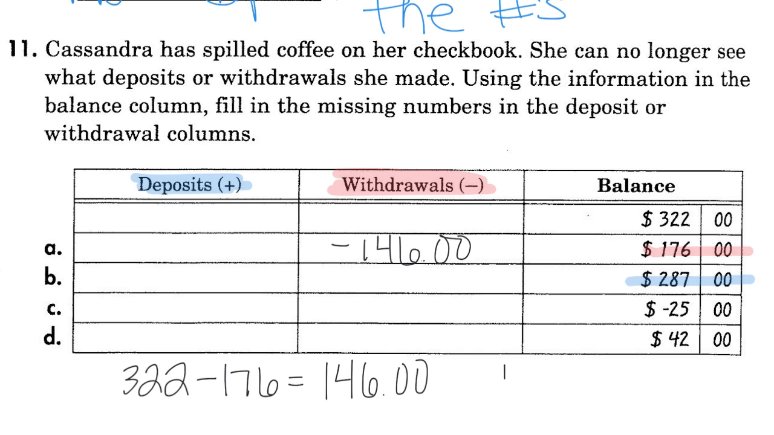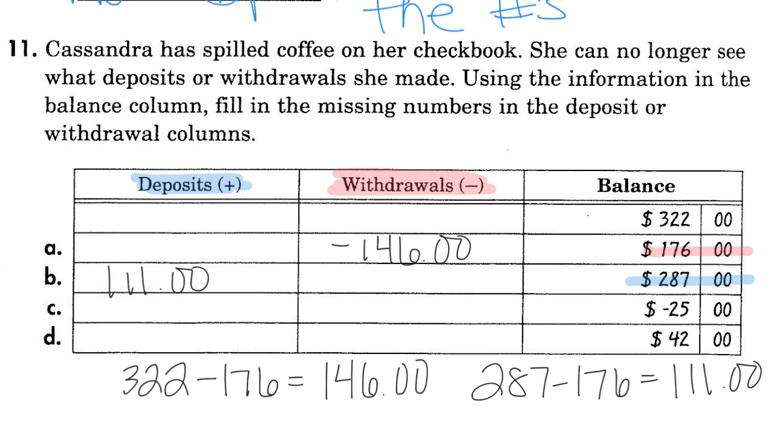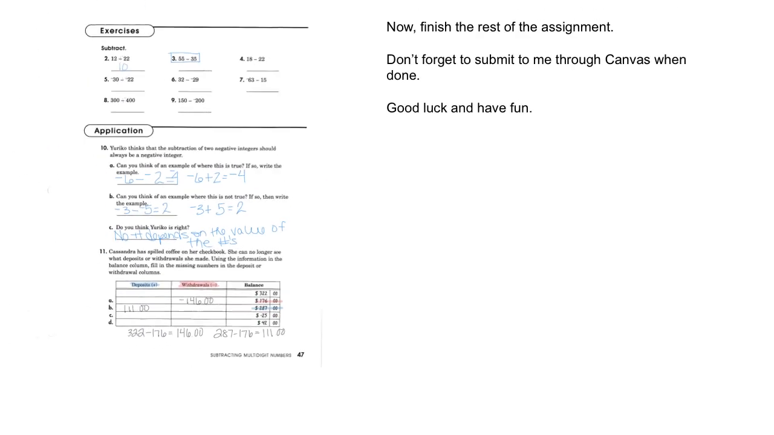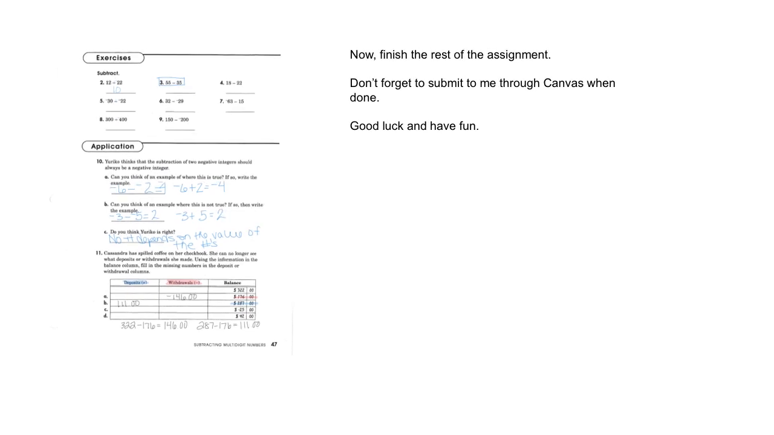Then to go from 176 to get to 287, I'm going to do 287 minus 176. And with that, I'm going to get $111. But that's positive because my number got bigger. So over here, I'm going to write $111. Now, you need to make sure you fill out the other two. You're going to do this, get those finished. Don't forget to submit to me through Canvas when done. Good luck and have fun.